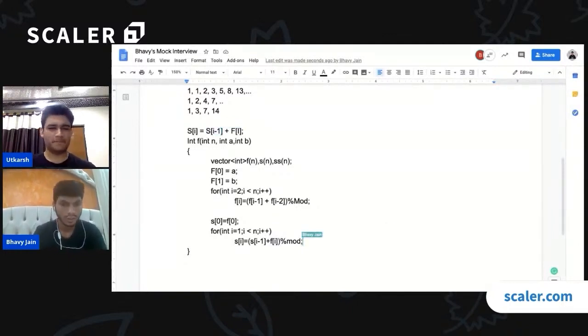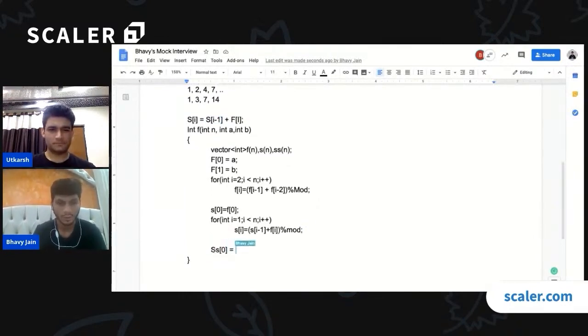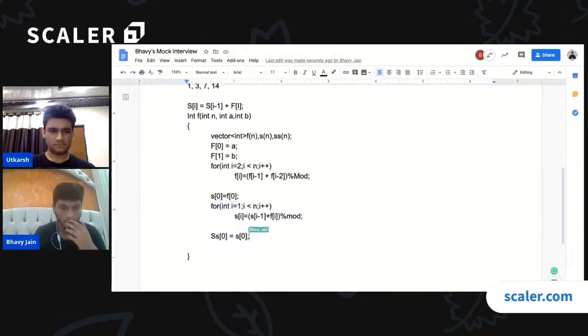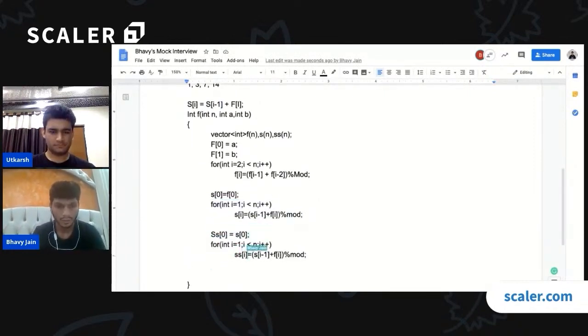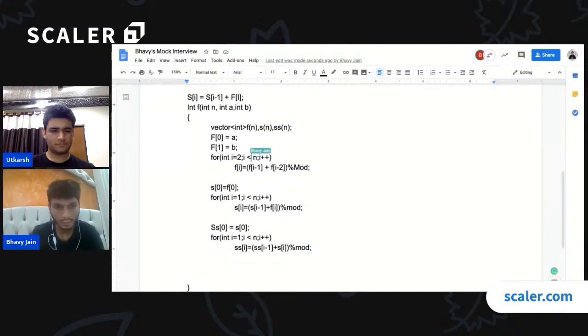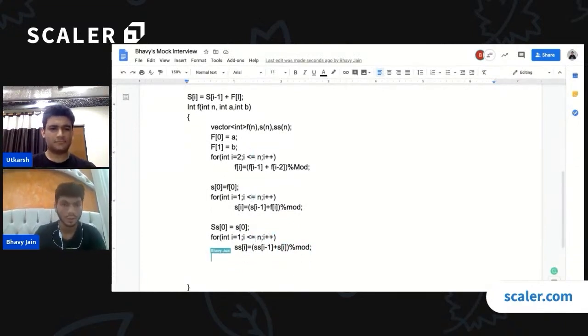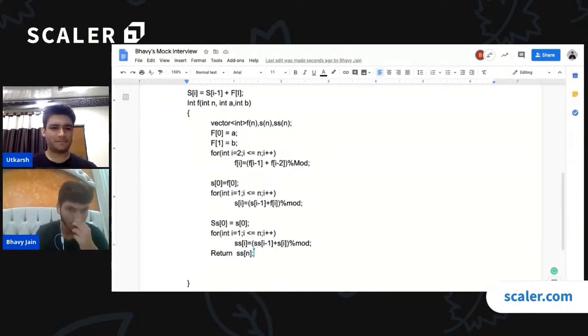Yes, perfect. Using a similar argument, we can do SS of 0 is S of 0, and let's try to find SS of I similarly. SS of I plus S of I, using a similar argument, and actually we need to find the nth number, so loop till n, and then we should return S of n. So will it find right? Yeah. Okay, very good. What is the time and space complexity of your program?